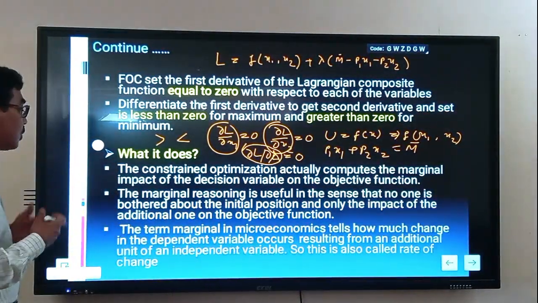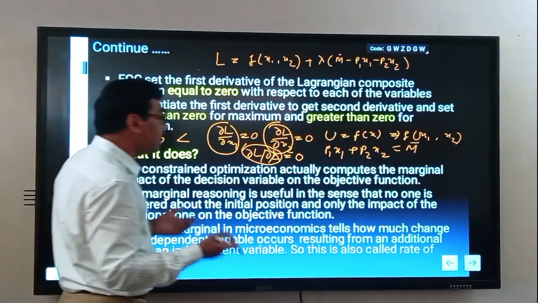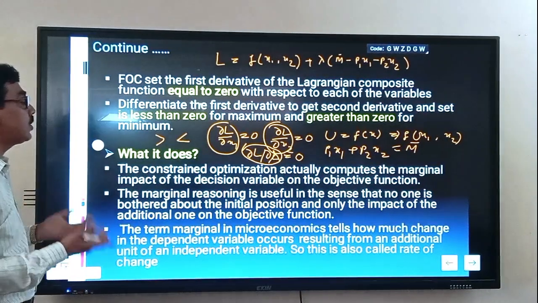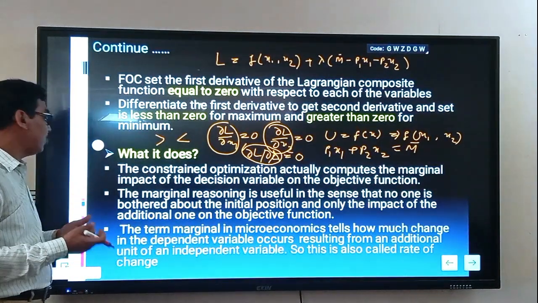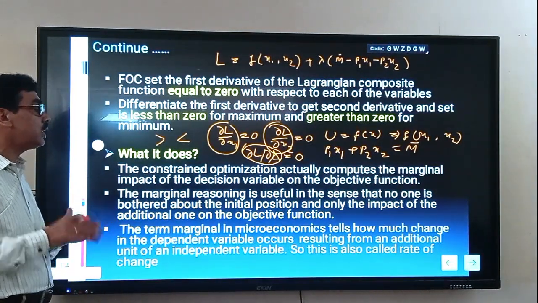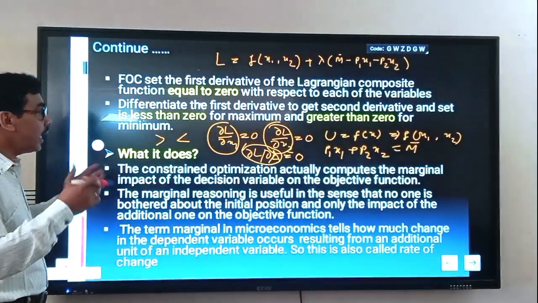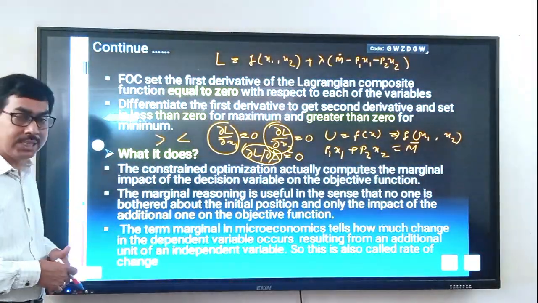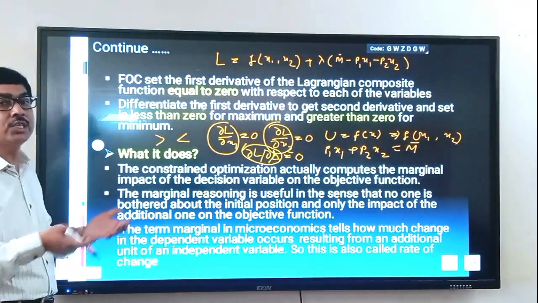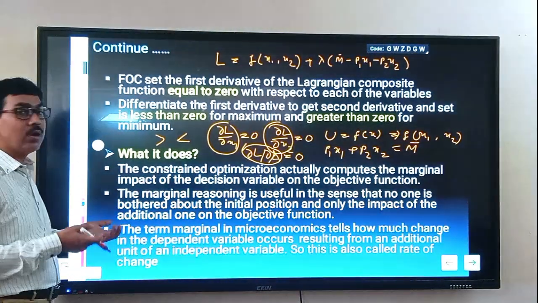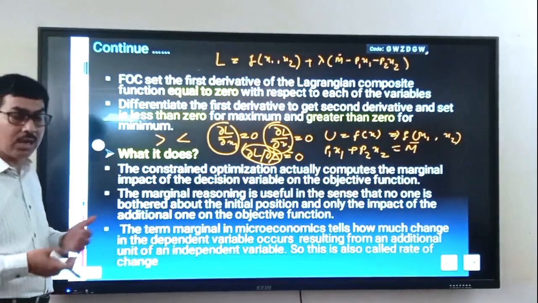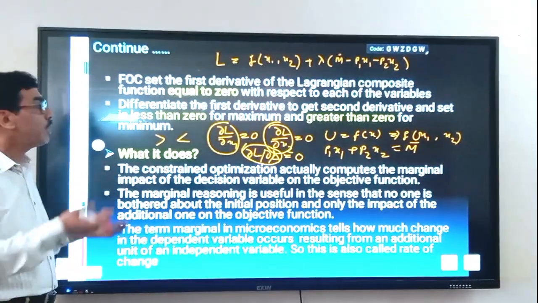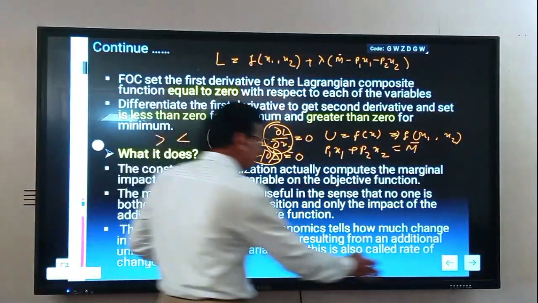So, the term marginal in microeconomics tells how much change in the dependent variable occurs resulting from an additional unit of an independent variable. So, this is also called rate of change. And that is why we utilize the derivative. Derivative is nothing but the rate of change, or in geometry we call it the slope of the function, or in a graph, the slope of the curve. You can calculate it in any way, the words are different, but the meanings are the same.